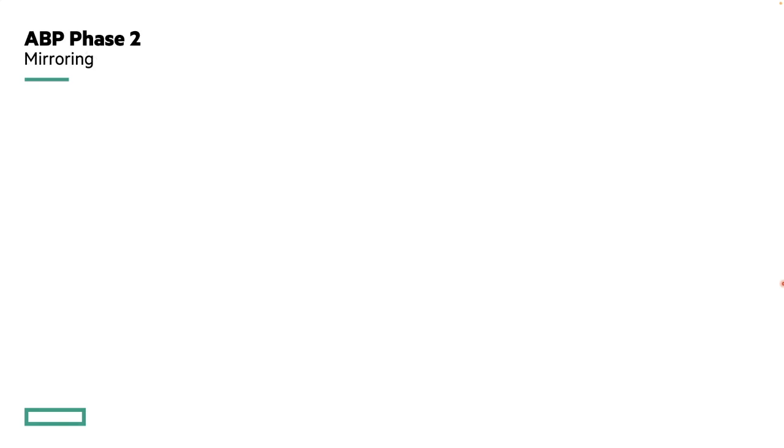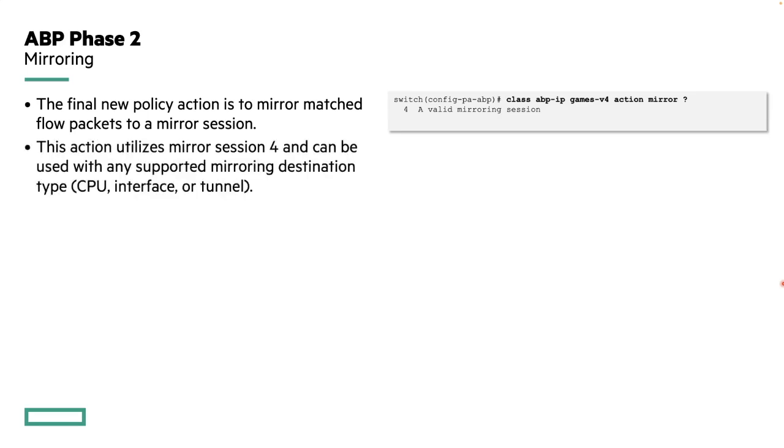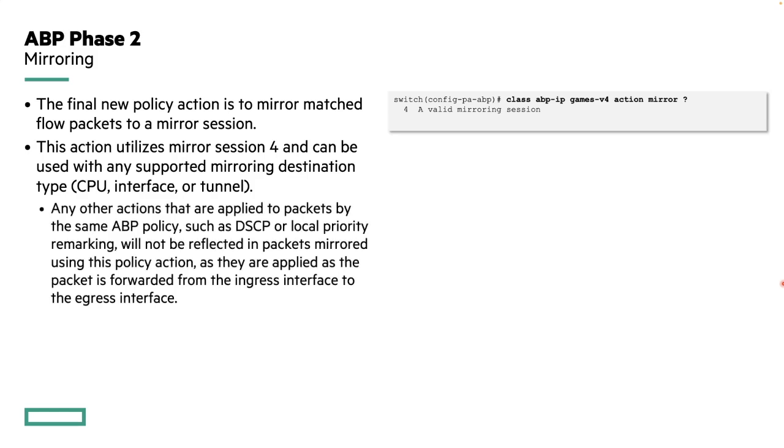The final new action that you can apply to application flows in app-based policy phase 2 is mirroring. This lets you mirror those matched flow packets to a mirroring session. Now in AOS-CX 10.13, you are required to use mirror session 4 for packets being mirrored by app-based policy. You can use any supported mirroring destination from session 4. So you can mirror to the switch CPU, to a specific interface, or to a tunnel destination.